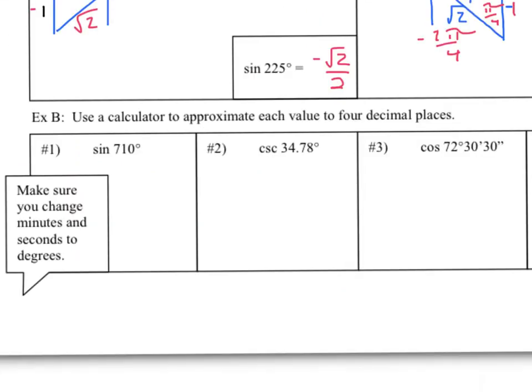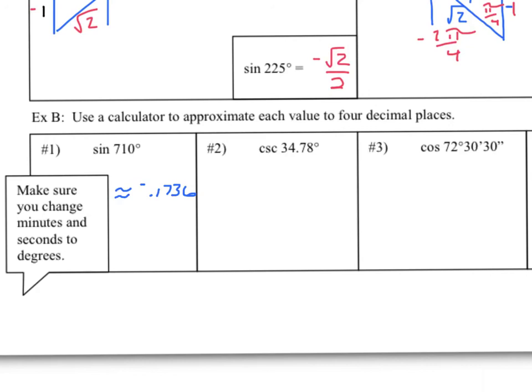Now let's use our calculator. When doing example B, use your calculator to approximate each value to 4 decimal places. You have to make sure it's in the right mode. Since number 1 has a degree measure, make sure your calculator is in degree mode. If you don't know how to change to degree mode, ask me and I will show you. I think you just hit mode, go to angles, select degrees, and hit enter. You type this in just as you see it, and to 4 decimal places, you should get negative 0.1736.